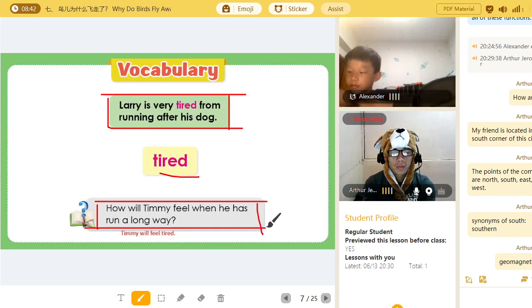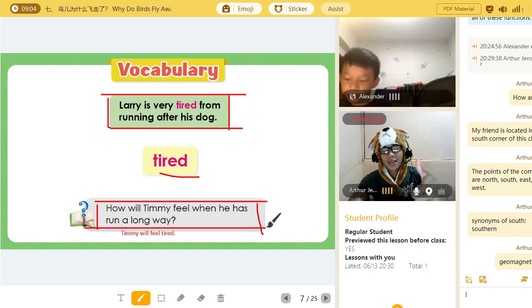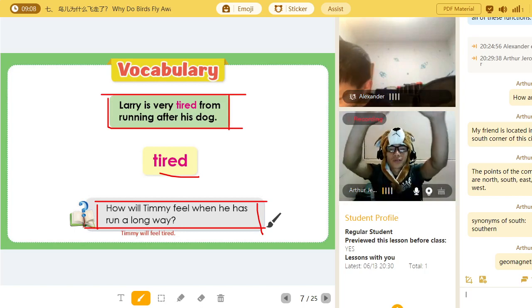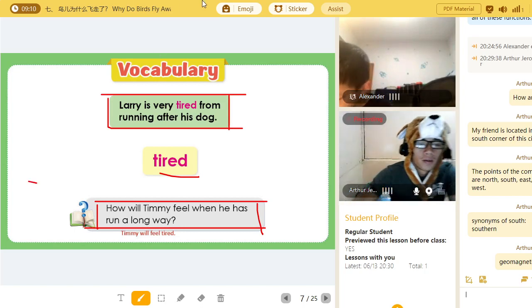How will Timmy feel he has run a long way? Please read. Timmy will feel tired. Good job. That is correct. Give me high 10. All right.